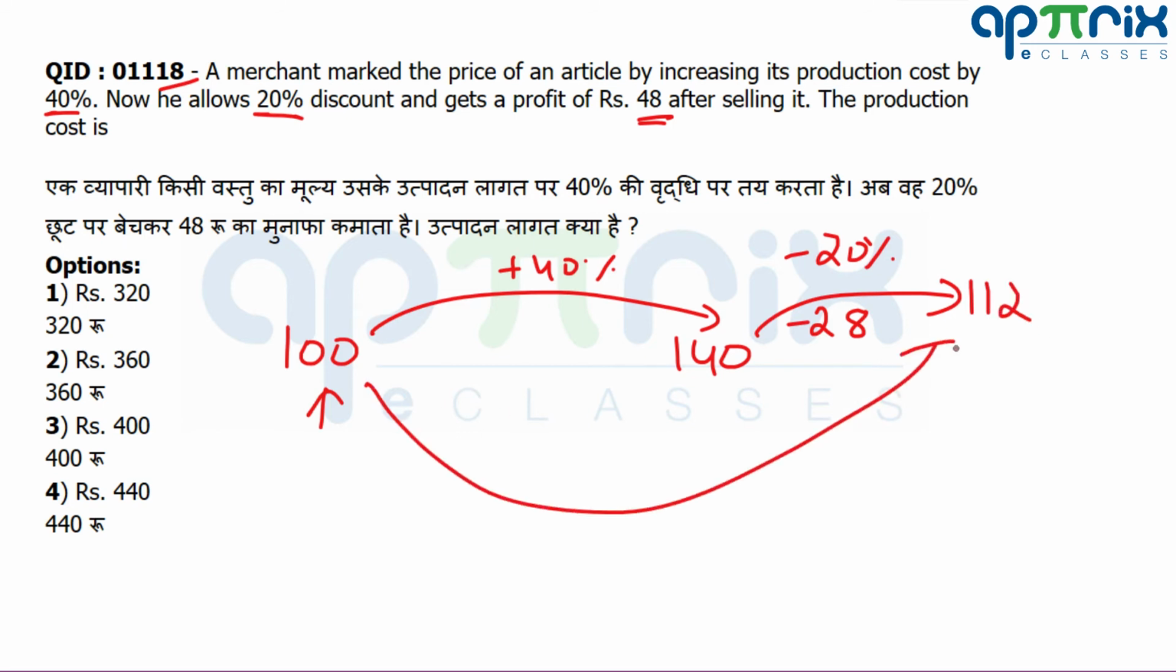You can clearly see still the gain percent is how much? 12%, and this gain of 12% is given to be equal to 48. So you can clearly see now that if 12% is 48, 1% will be 4, 100% will be 400. That means the production cost is going to be how much? 400. That's how easily you can mark the answer 400 to be the correct one.